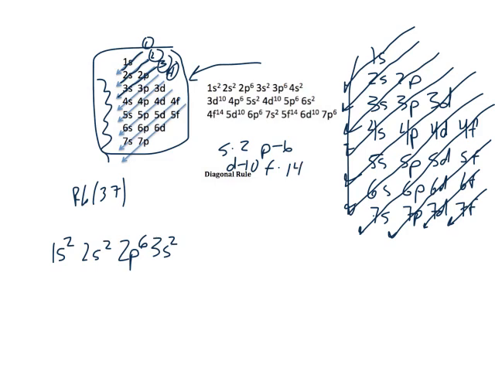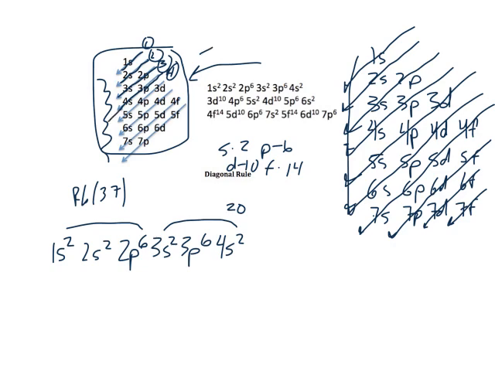So after the 3s, I'm going to go to this arrow. And you can see that you're going to hit the 3p and then the 4s. So 3p, and I can fit 6 there. And 4s, I can fit 2 there. So far, there's 10 electrons there, and there's 10 more there. So I fit a total of 20 electrons. I have 17 left. After the 4s, what's next?